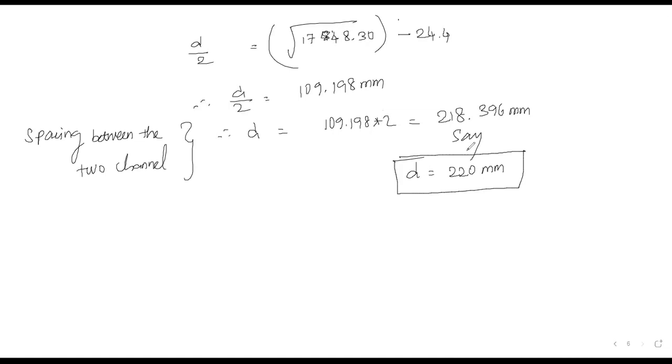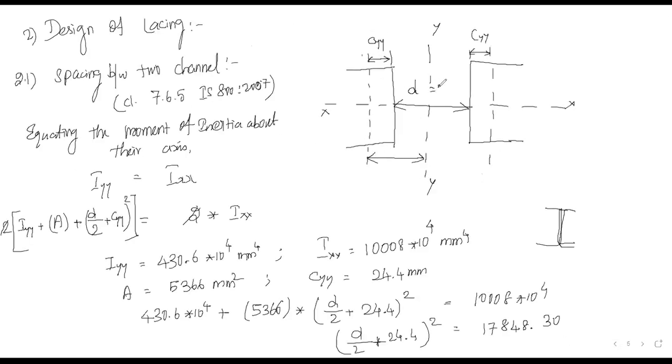So the spacing has been arrived at: it is equal to 220 mm. Now let us move on to the next step. The channels are placed like this. This is our plan view. Now we have found this distance, the spacing d, equal to 220 mm.